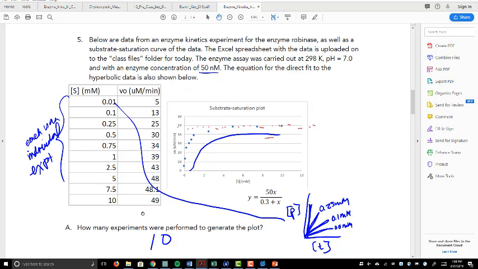Yeah, we would expect it to be about 0.25. So our Vmax is around 49 or 50. We go to 1/2 of that, that's around 25. And so that would correspond with a substrate concentration of around 0.25 millimolar for being a Km.